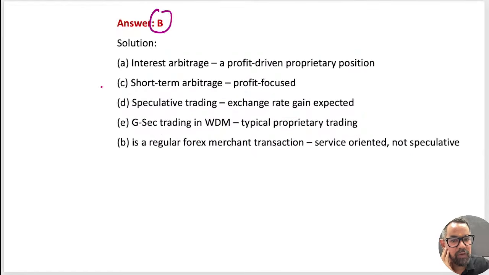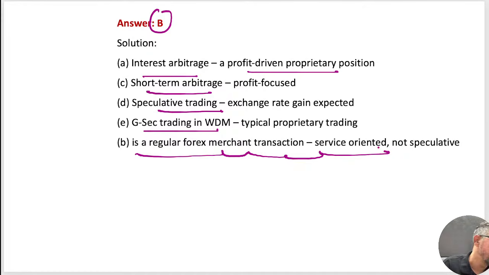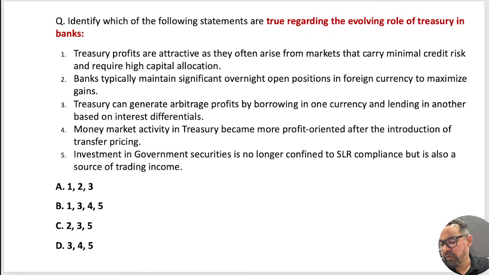ACDE. Like the first case A, which is arbitrage, that is fine. C is short term arbitrage, again speculation trading. D, government securities trading. B is a regular forex merchant transaction, which is generally categorized under this particular one. Okay, so those are the different activities which take place by the treasury and the overall risk center and all.